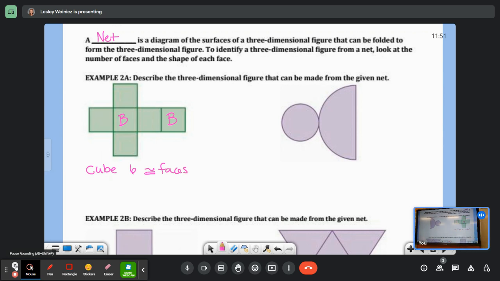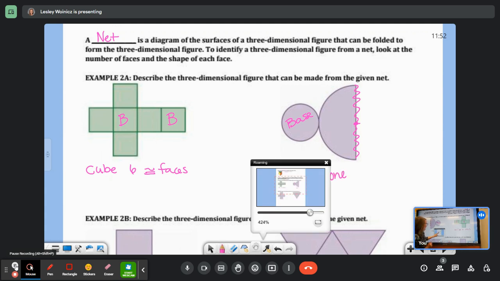Okay, the next one is super weird. It's only got one base, which is a circle. It's a cone. Yeah. If I wrap this around the base and then this part and this part come together, it'll make a little point right there. Yep. Okay. This is a cone. It's making me want ice cream.